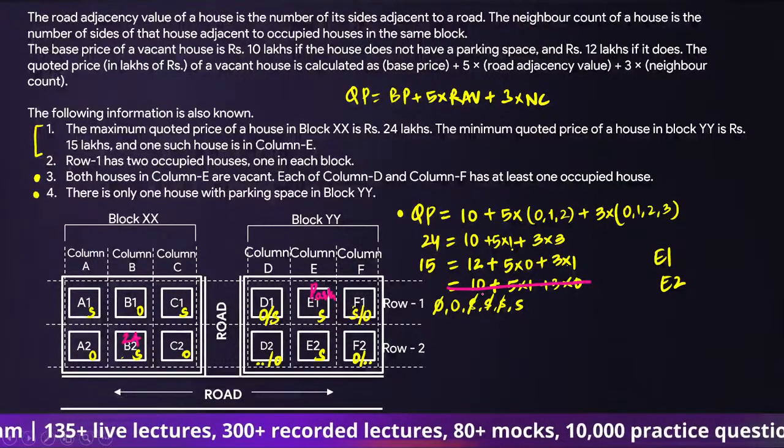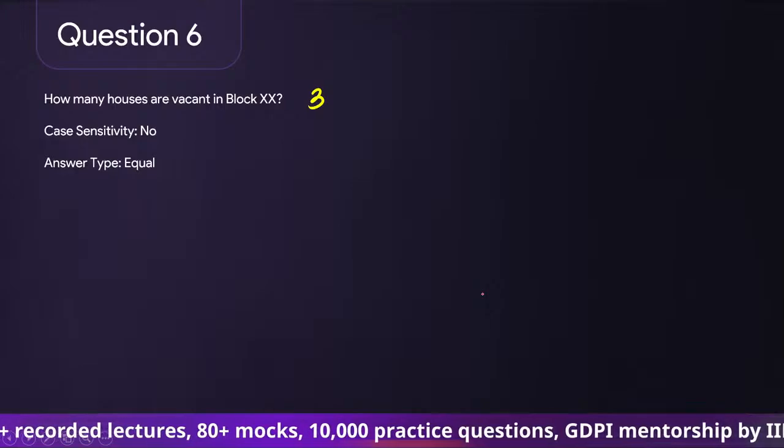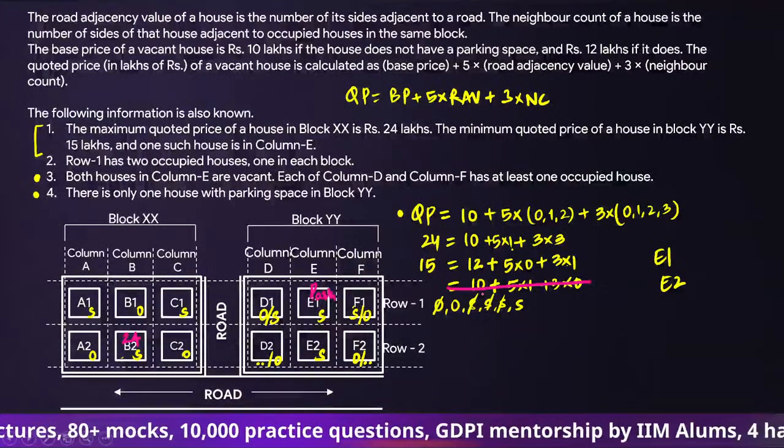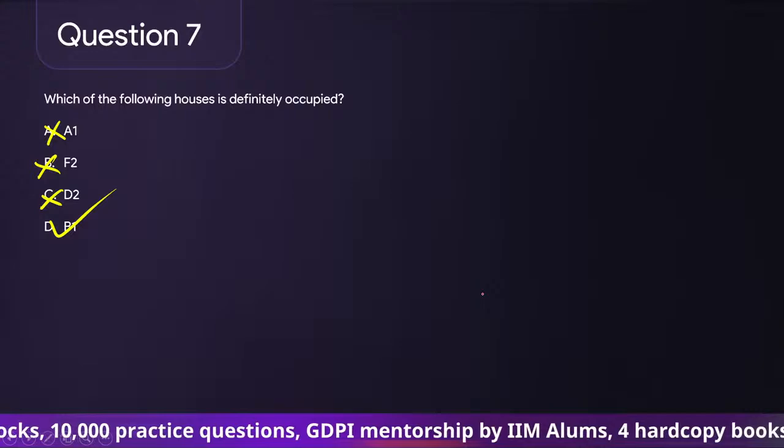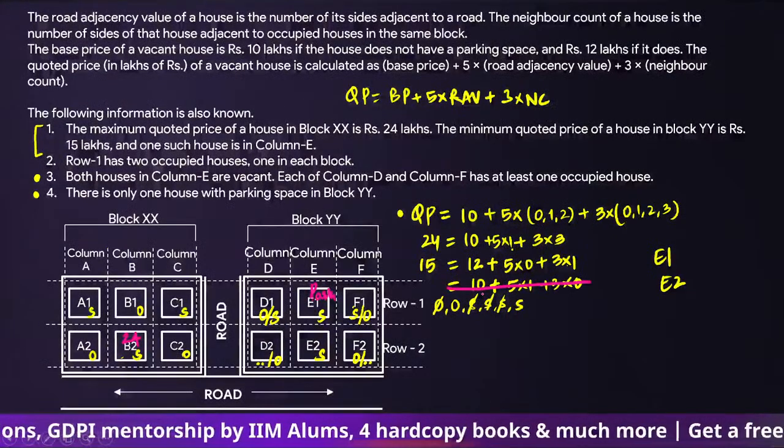12 है उसके पास. Okay. Now let's look at the questions again. How many houses are vacant in block X? That doesn't change because we changed things in block Y. Which of the following houses is definitely occupied? B1 was again from block X. Won't change anything.